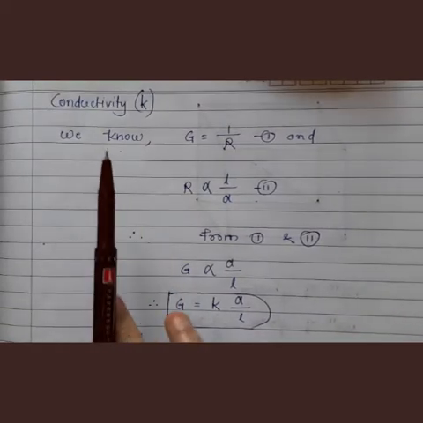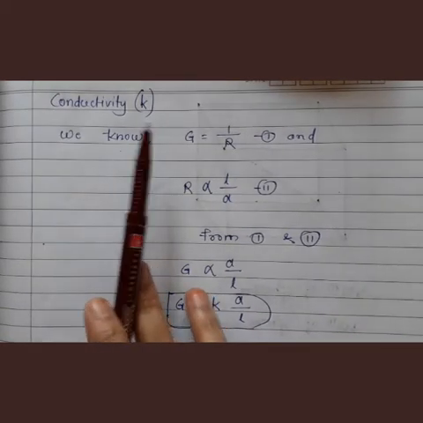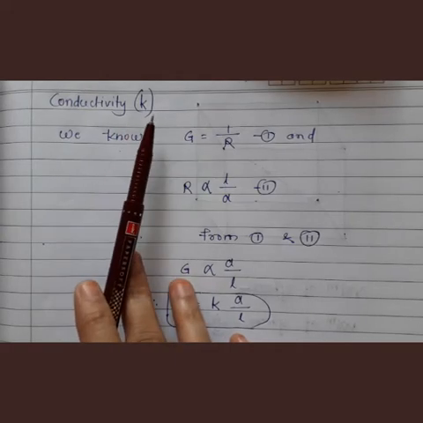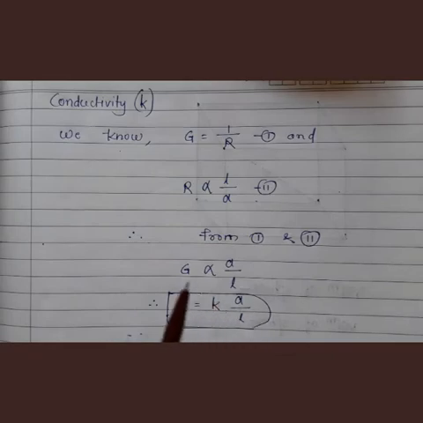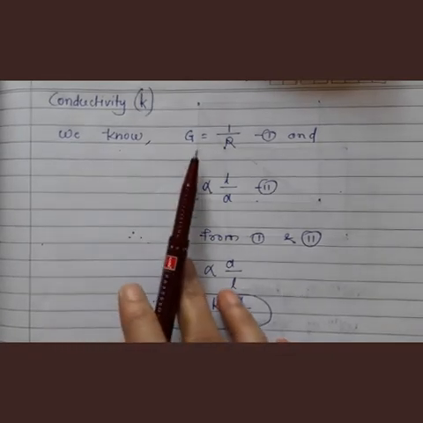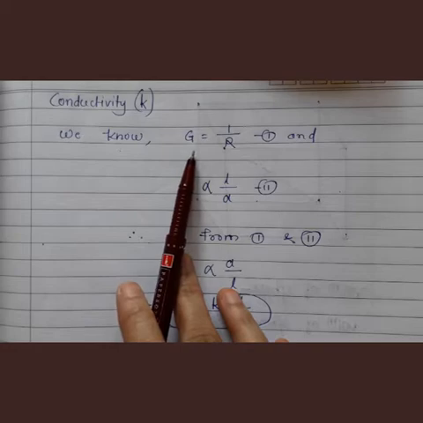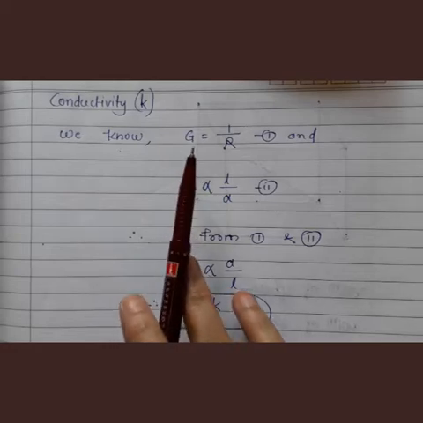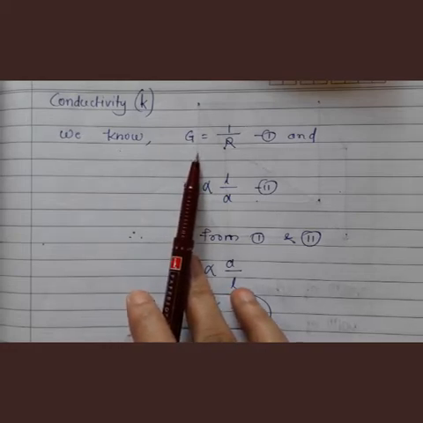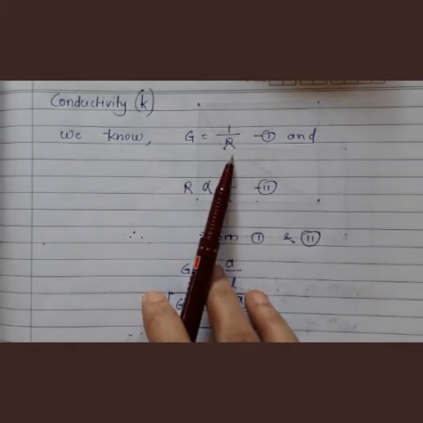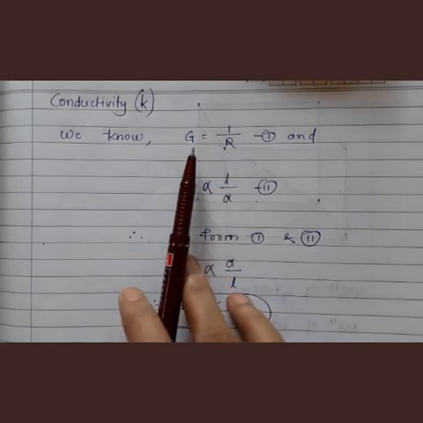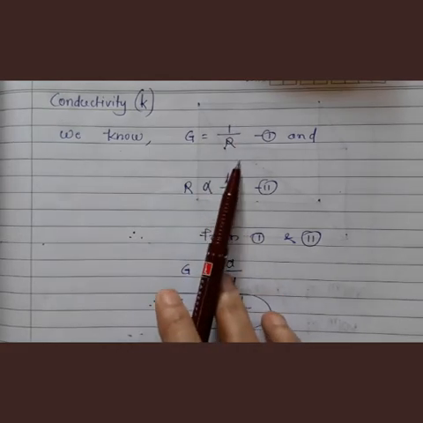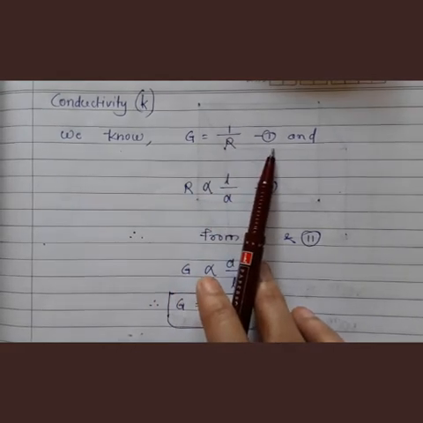Let us start. Next point, conductivity. Conductivity is denoted by symbol small k. In the last video we have seen electrical conductance, which is denoted by capital G. We have studied that electrical conductance is inversely proportional to R, where R is resistance, so it is written G is equal to 1 upon R. Suppose this is equation number 1.